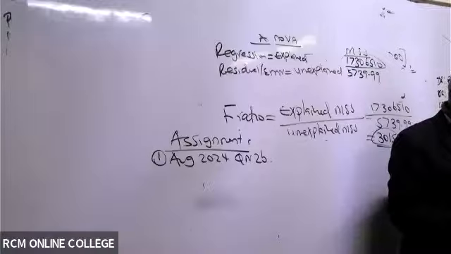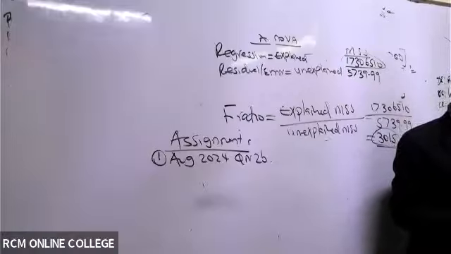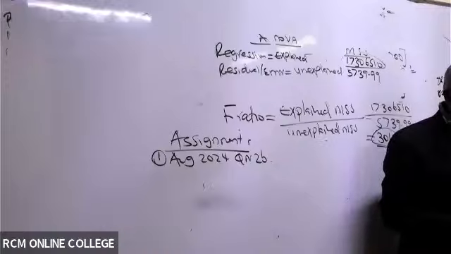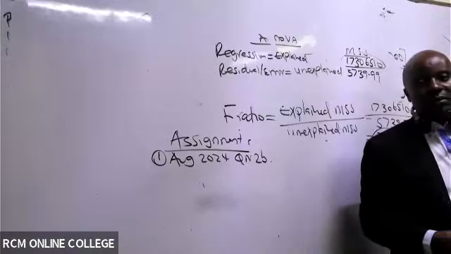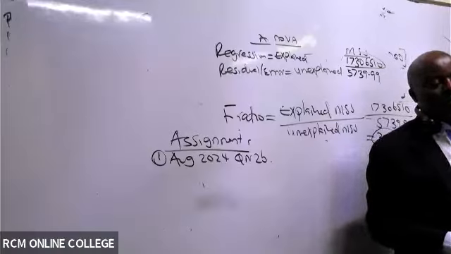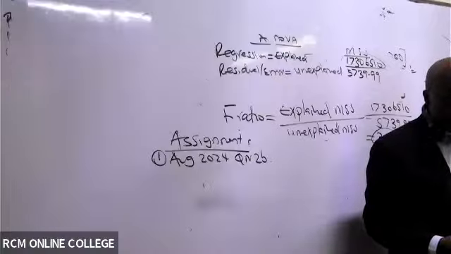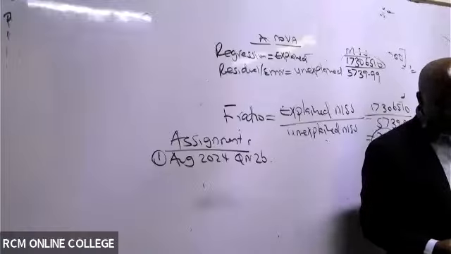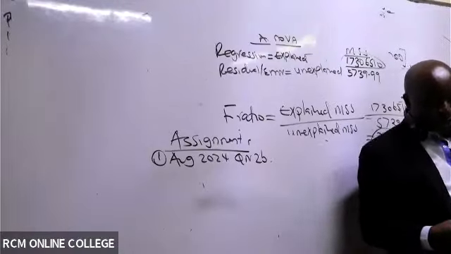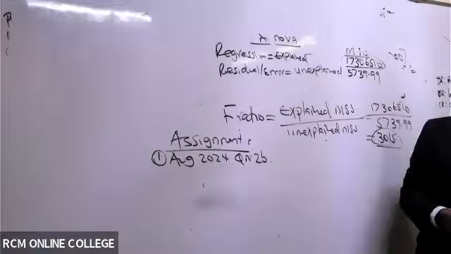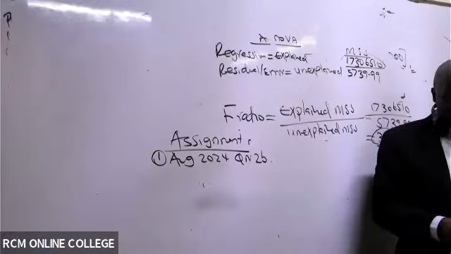Under August 2024, question number 2B, they gave us many unknowns. Number one, they told us to write down the linear regression equation model, and then find the missing values of XA, XB, XD, XE. It's similar to what we have done here. So you'll end up getting so many marks. This is assignment number one, and it has to be done.